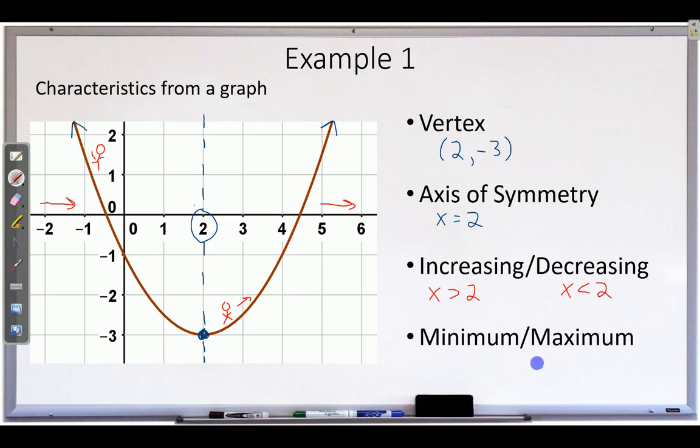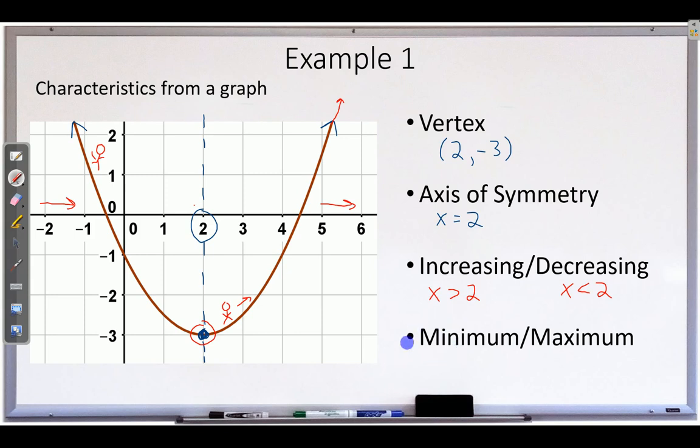And then minimum versus maximum. This is an either or, okay? So does this parabola have a minimum point or does it have a maximum point? Well, minimum is the bottom. Does this parabola have a bottom? Yes, it does. Right here. That's the bottom. To prove it to you, does it have a top? Well, this goes up forever. So no matter how high you go, this parabola will always go higher. So there isn't a maximum point, it just goes up forever.